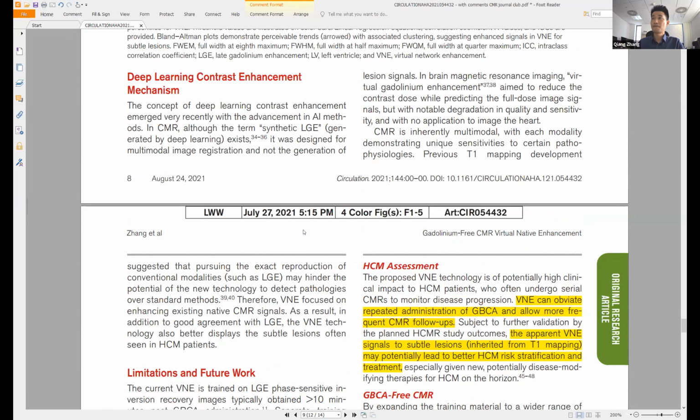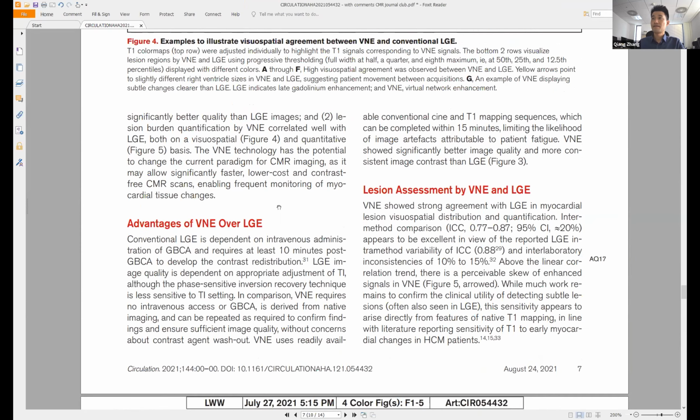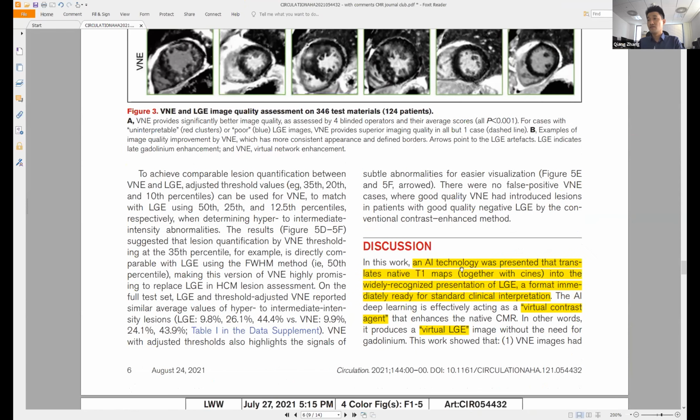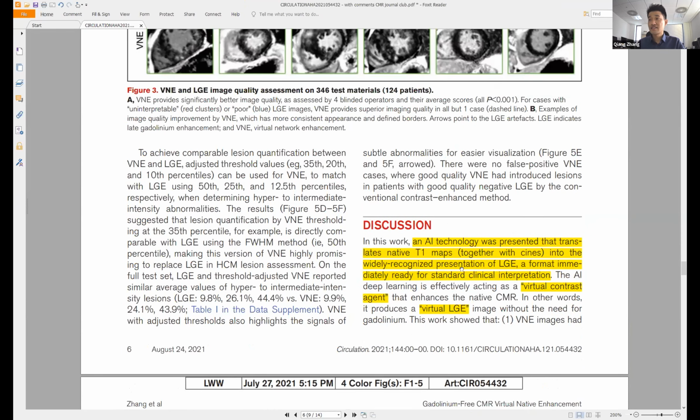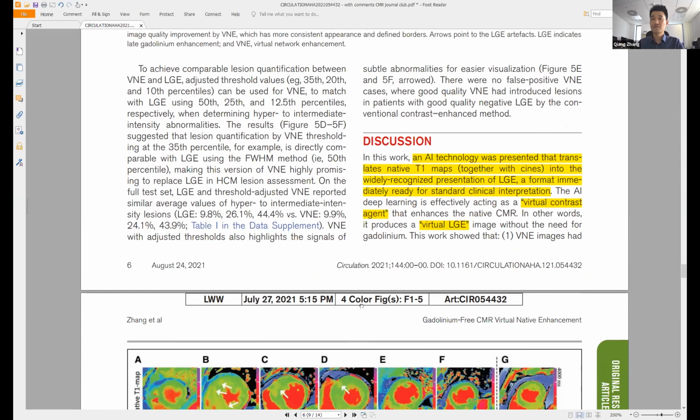And in discussion, we presented an AI technology that translates native T1 maps together with the CNIs into a widely recognized presentation for LGE, a format immediately ready for standard clinical interpretation. And the AI here is effectively acting as a virtual contrast agent. In other words, it produces a virtual LGE image without the need for gadolinium.